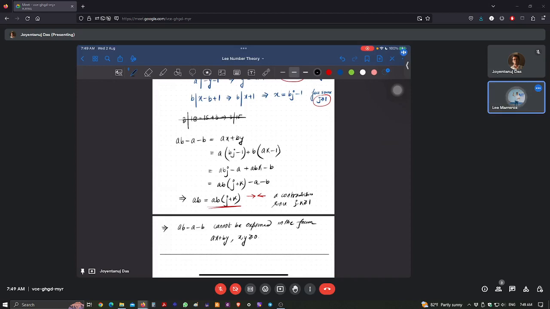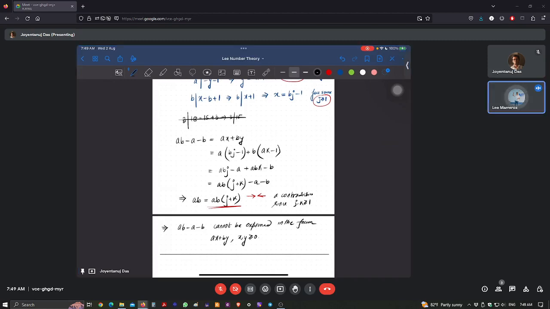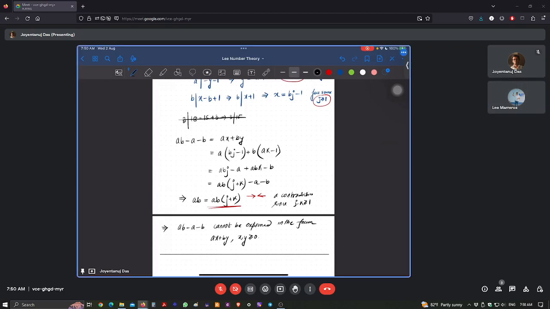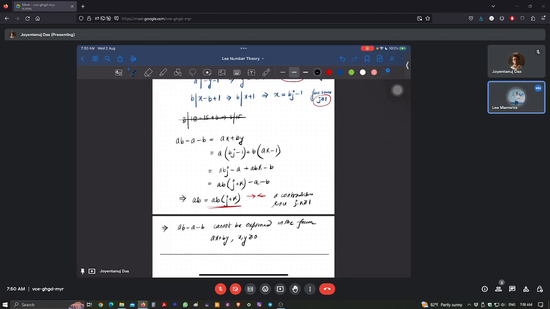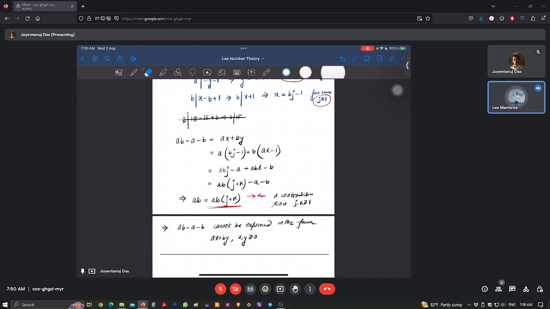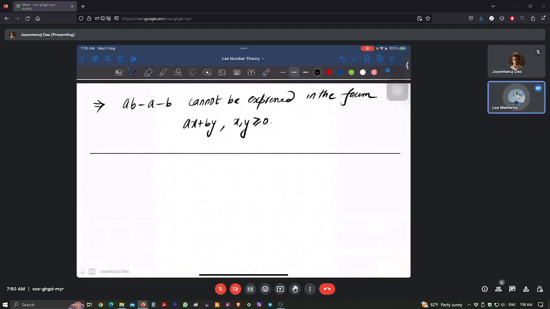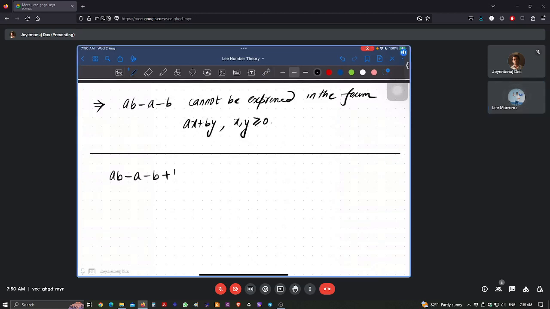The term that is just next to ab minus a minus b has to be representable. What do you mean by representable? Representable means it can be expressed in this form. What I'm saying is the number after this, like ab minus a minus b plus 1. We have to show that we can write it in this form, that it exists. So how to do that?